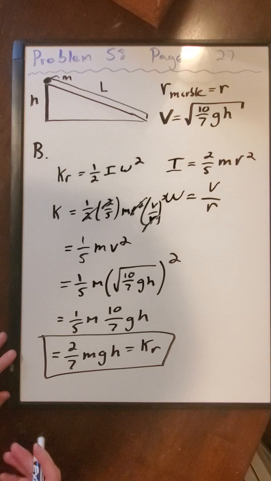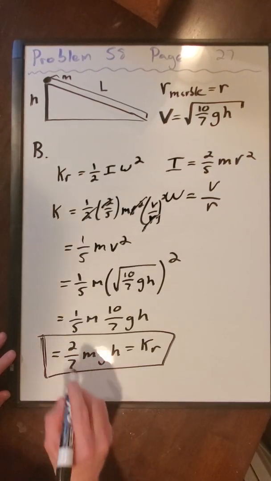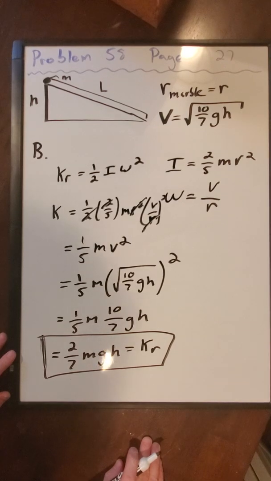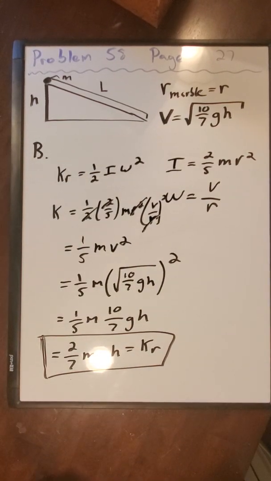And you can go ahead and plug in the numbers if you want to. The answers are in the back, but as you all know, I absolutely hate numbers in physics, and symbols just make everything so much nicer. So that's going to be our answer for part B. We have 2/7 mgh is equal to our rotational kinetic energy.